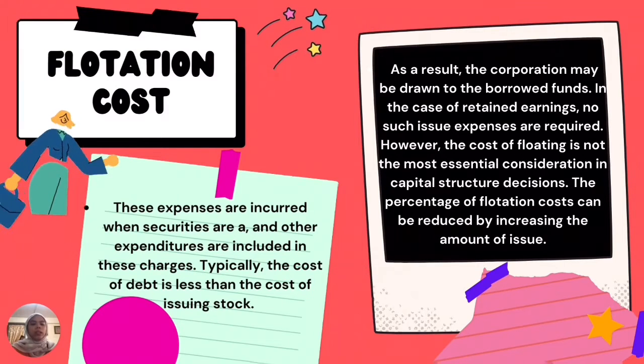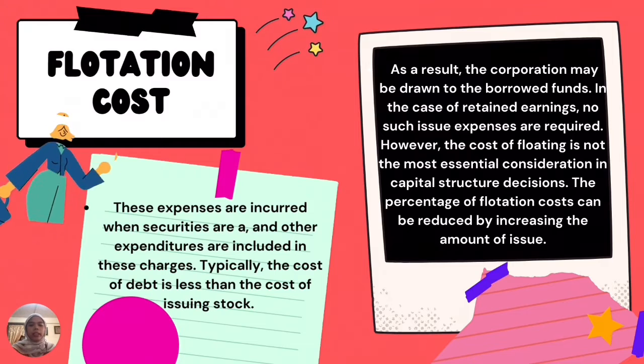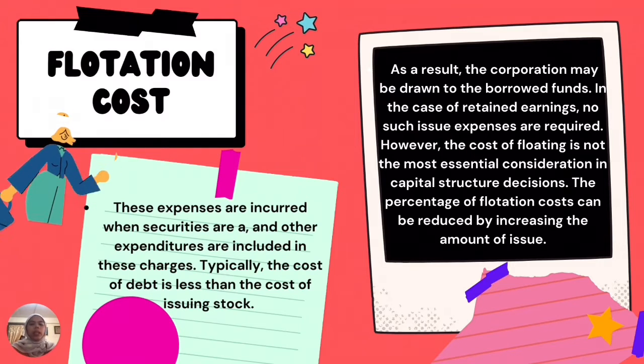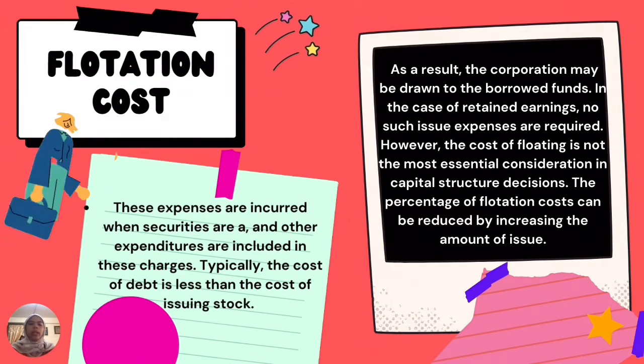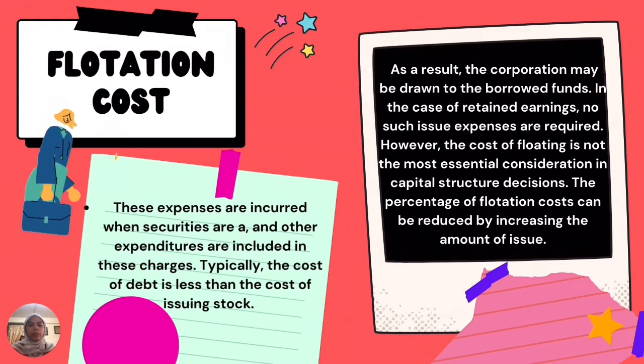The second factor is flotation costs. These costs are incurred at the time of issue of securities. These costs include commission, brokerage, stationery, and other expenses. Normally, the cost of debt is less than the cost of issuing shares. Therefore, the company can be attracted toward loan funds. In case of retained earnings, no such issue expenses need to be incurred.